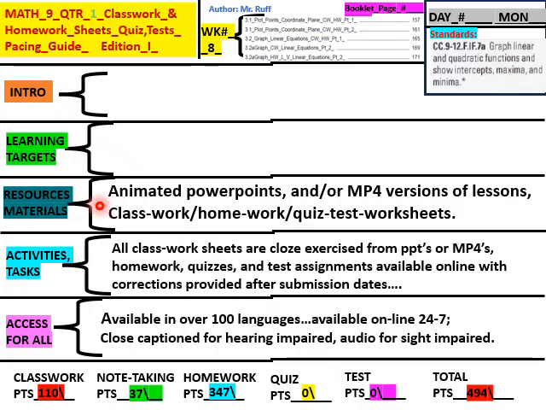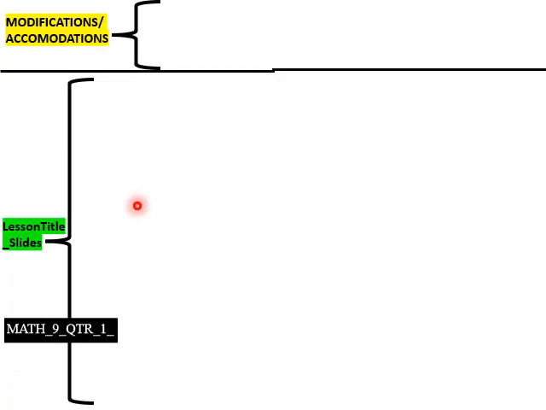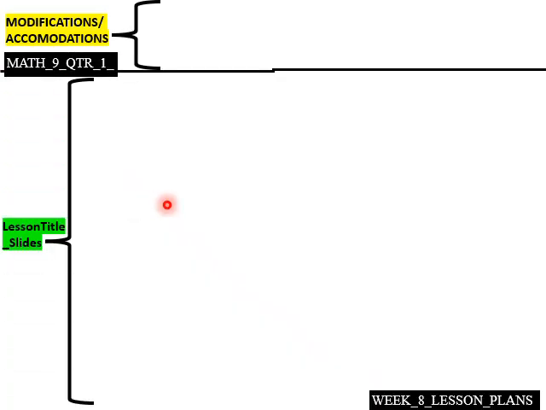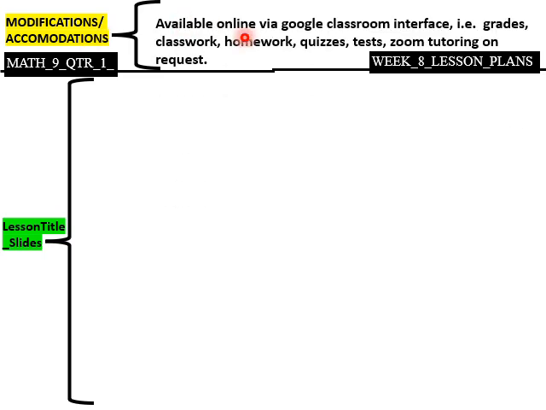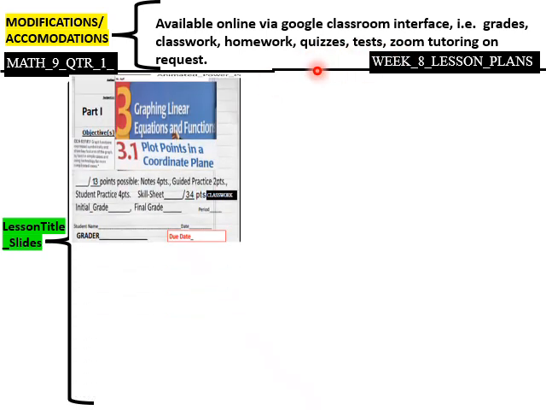Then resources and materials, same as usual. And then our modifications and accommodations, available online via Google Classroom interface. That is grades, classwork, homework, quizzes, tests, Zoom tutoring on request. Let me go right in here to Week 8.